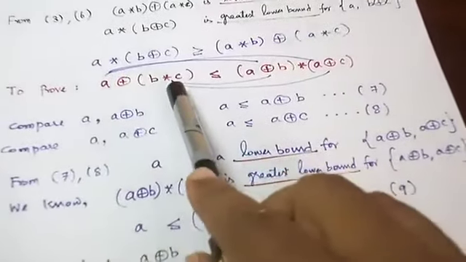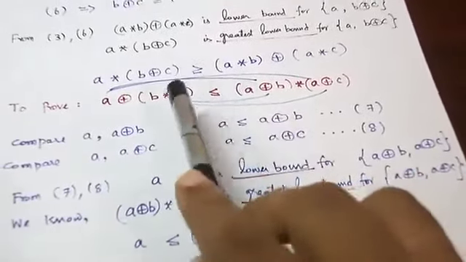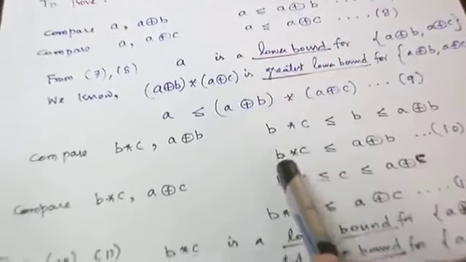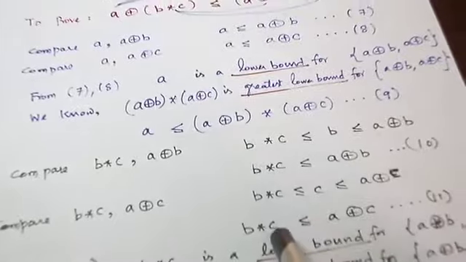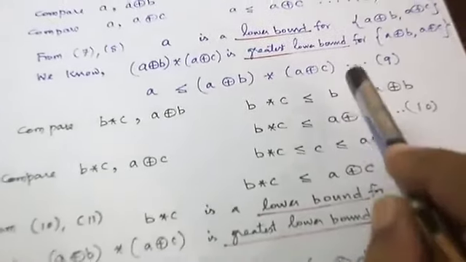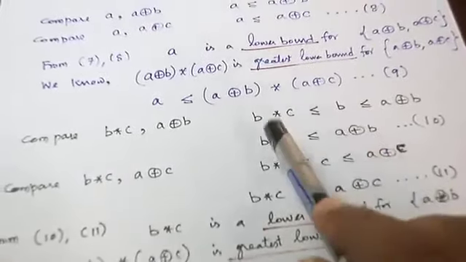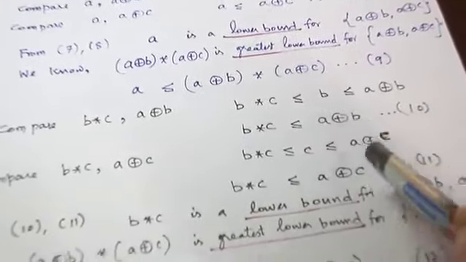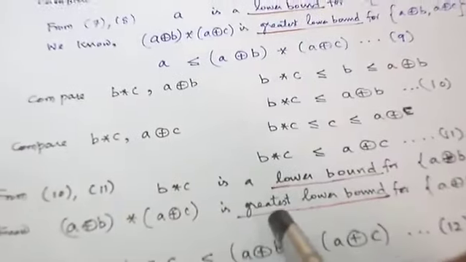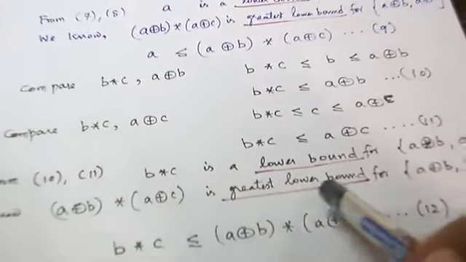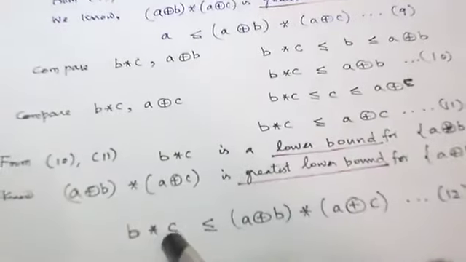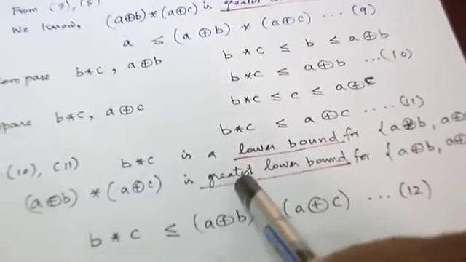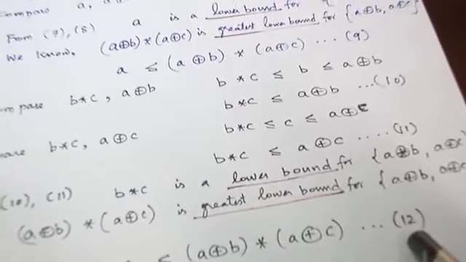Similarly, compare B * C and A + B, B * C and A + C through the common element B and C. So we'll have B * C less than or equal to A + B, B * C less than or equal to A + C. So we can say B * C is a lower bound for A + B and A + C, and we know (A + B) * (A + C) is the greatest lower bound. So when we compare, we will have B * C less than or equal to (A + B) * (A + C), since this is the greater element, and this is taken as inequality 12.